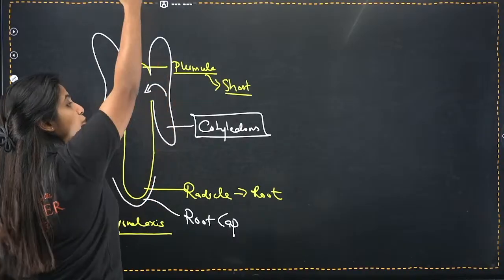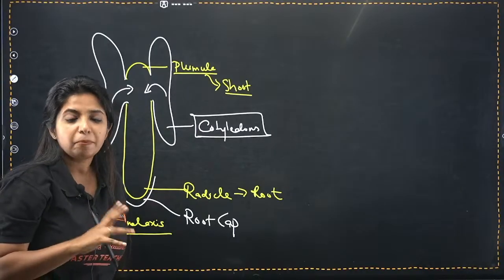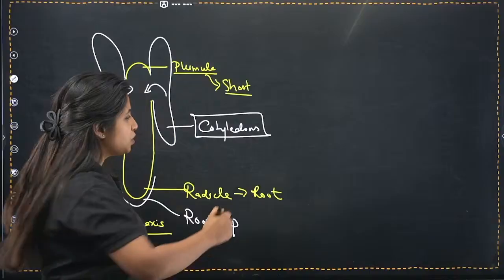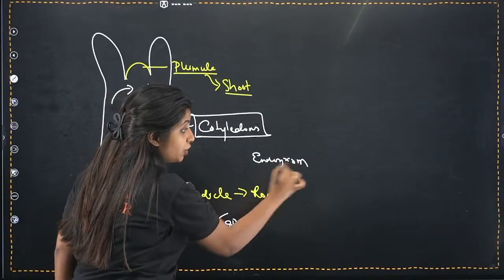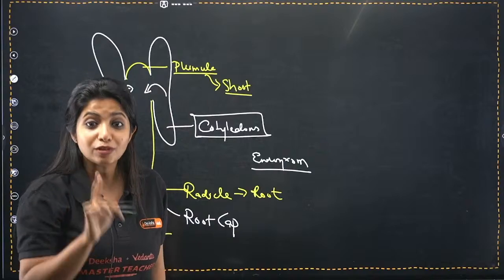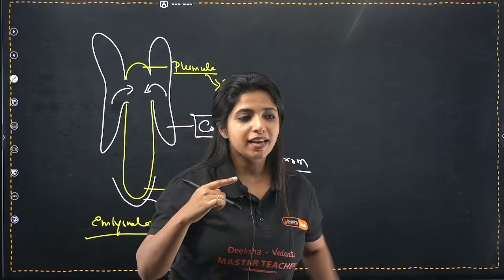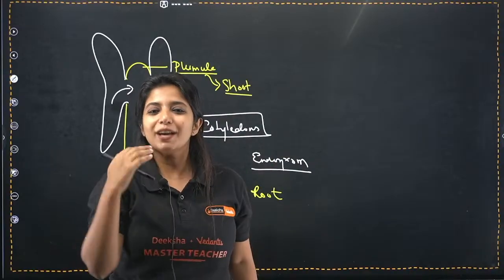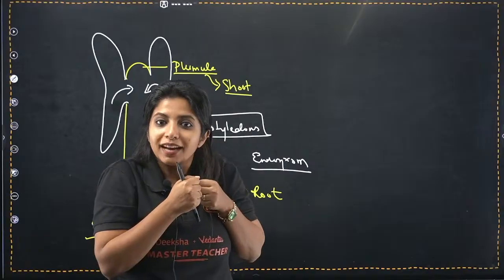For the formation of plumule, for the formation of radicle, for the formation of everything. But ma'am, isn't that the role of endosperm? Endosperm should be doing this, right? What you're talking about right now. Listen, I told you that in most of the plants, when the embryo forms, it takes up all the nutrition from the endosperm, right?